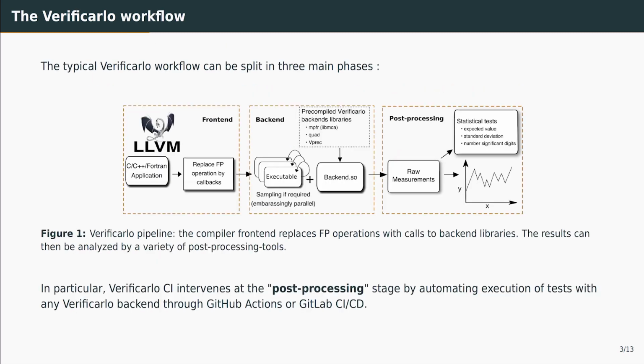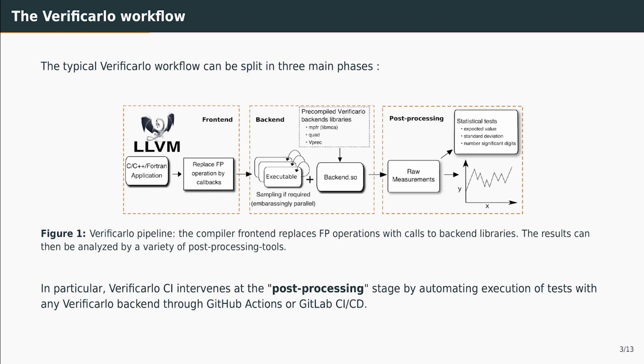So yeah, once we have said that, this is the typical Verificarlo workflow. It's split in 3 phases. So the first one is compiling your code with the extended compiler frontend to replace the floating point operations by calls to your backends. And then you can run your code with all the backends that you're interested in without having to recompile your code, which can be a slight gain of time. And from that, you're going to generate a bunch of results that you can then analyze with some post-processing tools that are provided to you by Verificarlo.